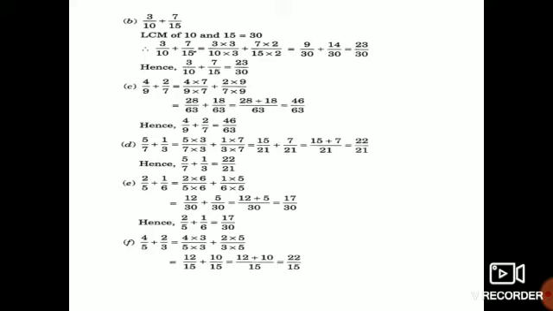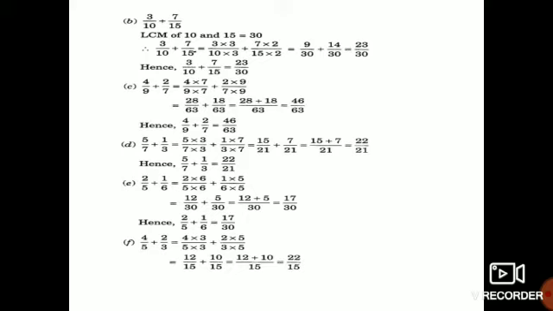I'll be discussing one more question from one more part of question number 1, that is 4 by 5 plus 2 by 3. Now what we'll be doing is, they are again unlike fractions. We'll be finding out the LCM of 5 and 3. It will be 15. Now I have to make the denominators of both the fractions equal to 15.